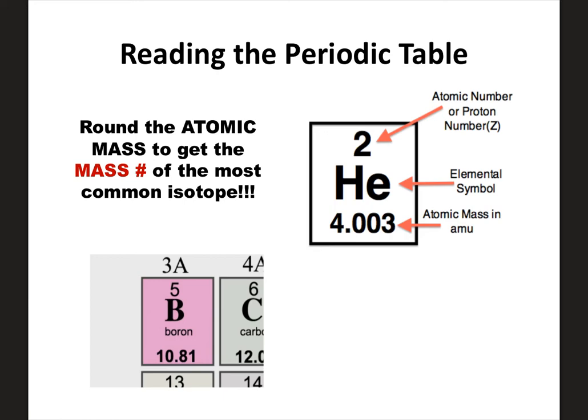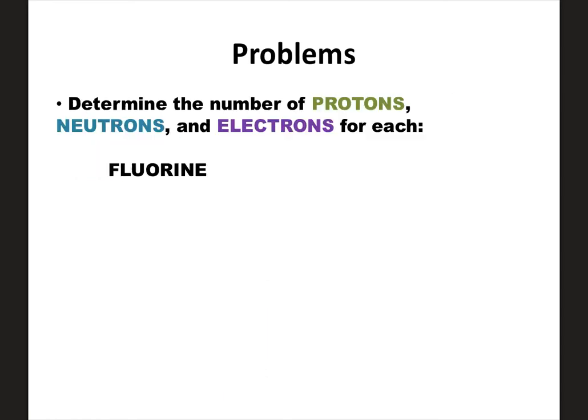So if I said, how many neutrons then does boron have? You round this number to the nearest whole number, which is 11, subtract the number of protons, which is 5, so boron would have 6 neutrons. You need to be able to use your periodic table to do this. If they don't give you any information about mass number, you go to the periodic table, round the atomic mass to get the most common mass number that you can use then to figure out the number of neutrons.